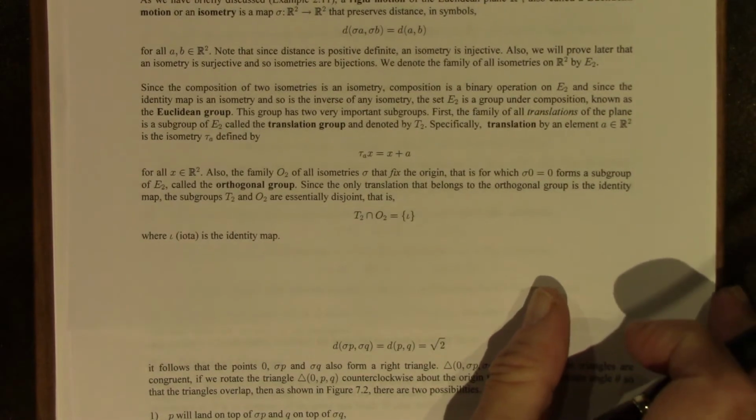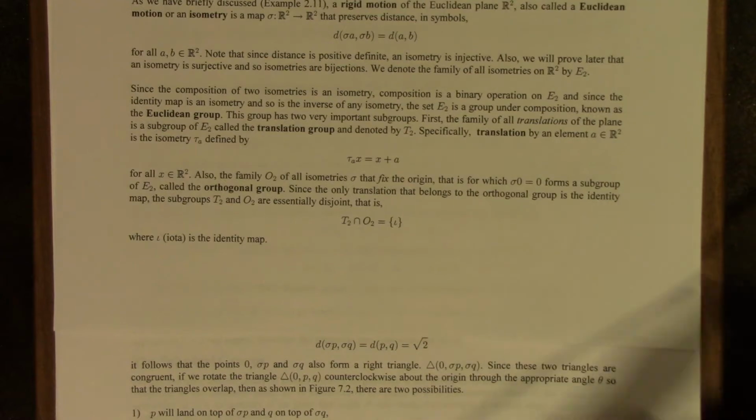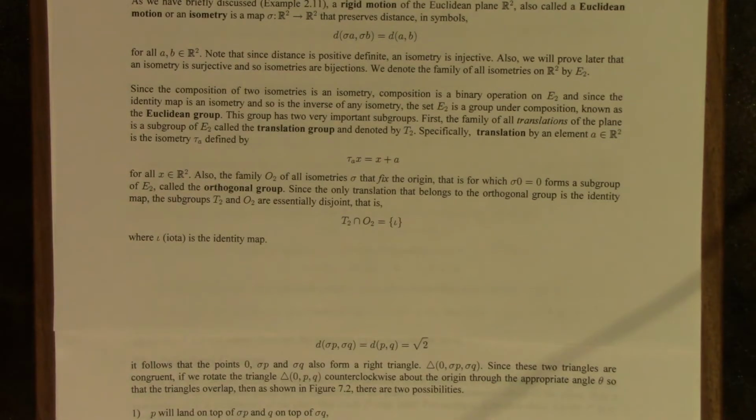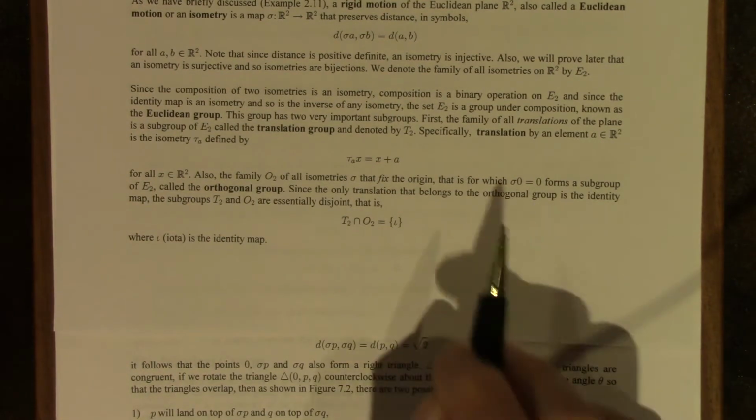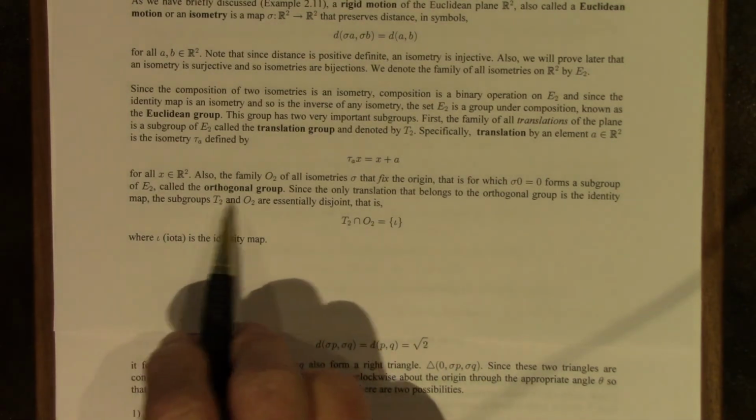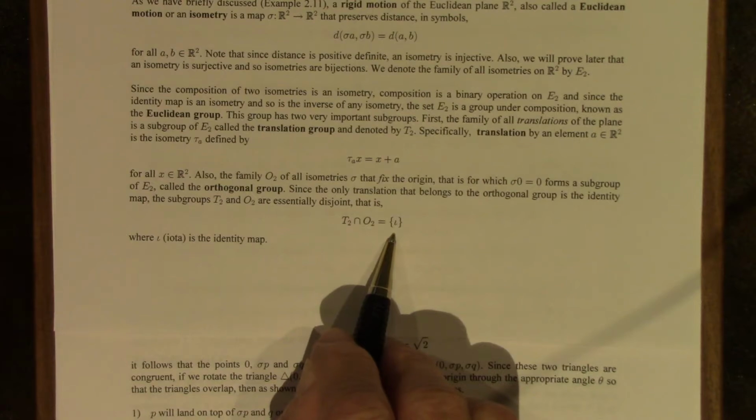The other important subgroup of the Euclidean group is the family O2 of all isometries that fix the origin. So they send the origin to itself. This is a subgroup of E2 called the Orthogonal Group. And since the only translation that belongs to the orthogonal group, in other words, the only translation that fixes the origin is the identity map, these two subgroups are essentially disjoint.